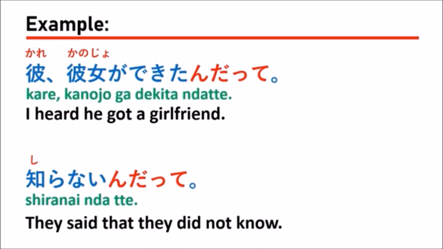And for the second sentence, you see that they use the verb 知らない, right? 知ります. So we change it to the nai form, so it becomes 知らない. So we end with n and だって. So we can say 知らないんだって. That means they say that they did not know.